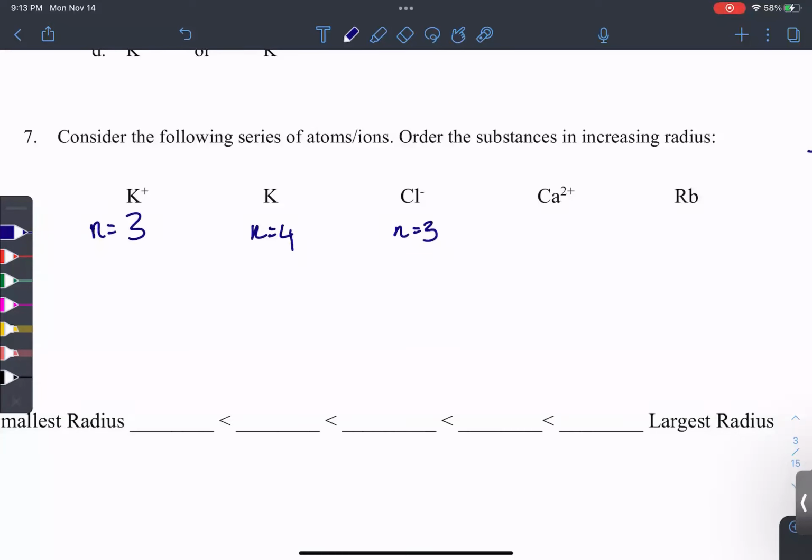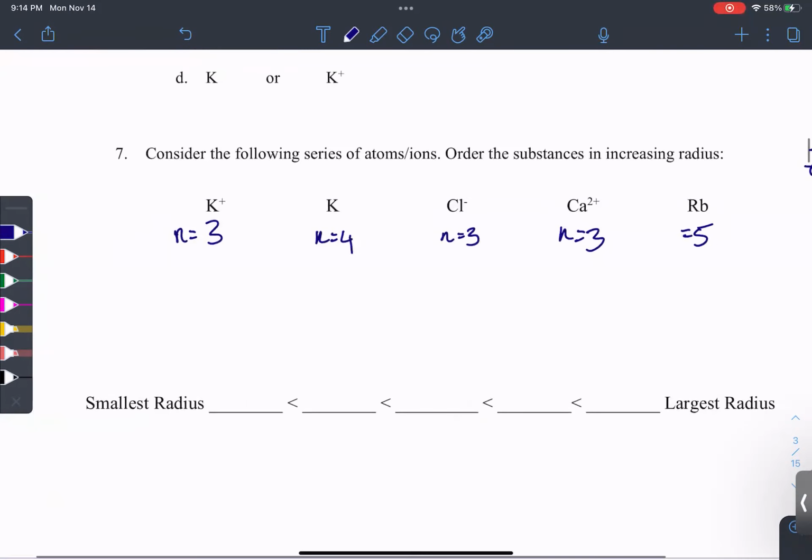Calcium 2+: you lose 2 electrons, also becomes argon. So what's the n value of its valence electron? Also n equals 3. And then neutral rubidium is n equals 5. So of these, you can clearly see which one's the biggest. It's rubidium because of the n value. All right, what's next? It's the neutral potassium because of the n value.